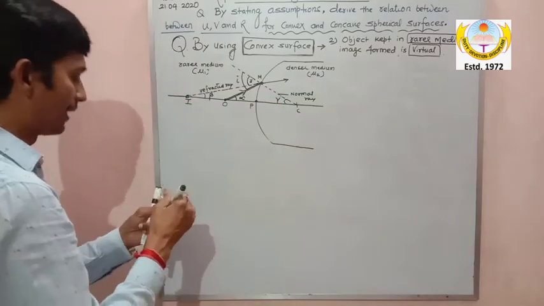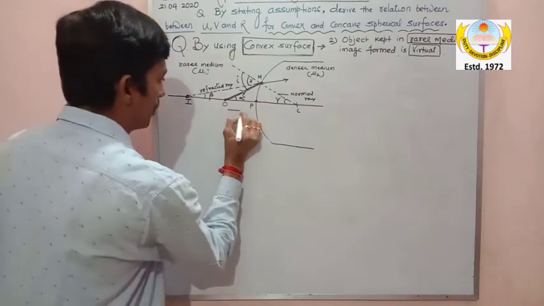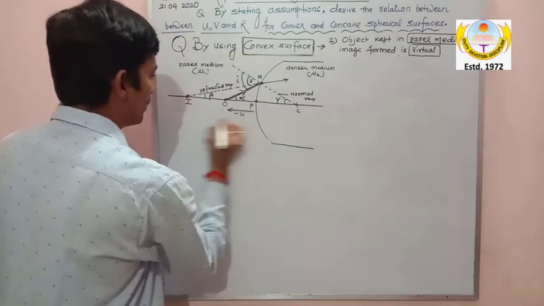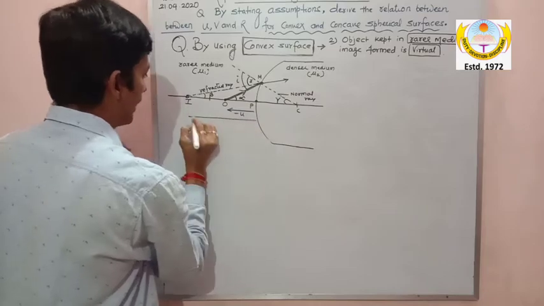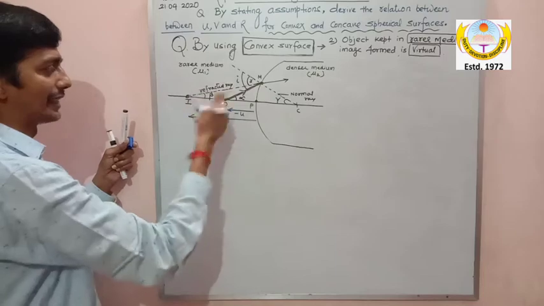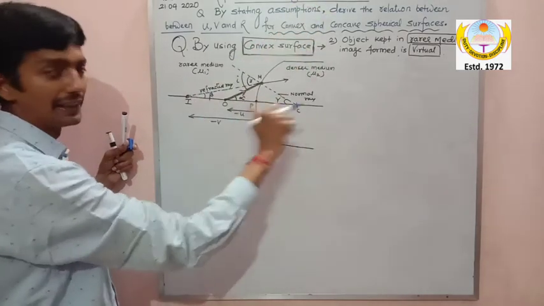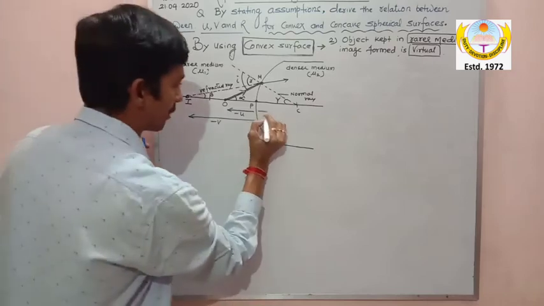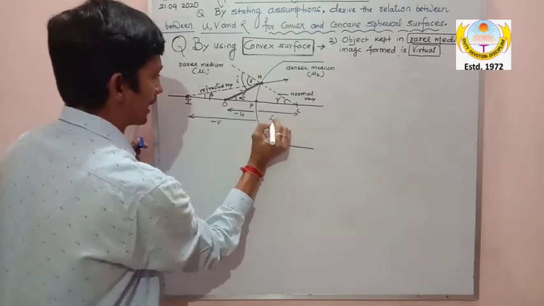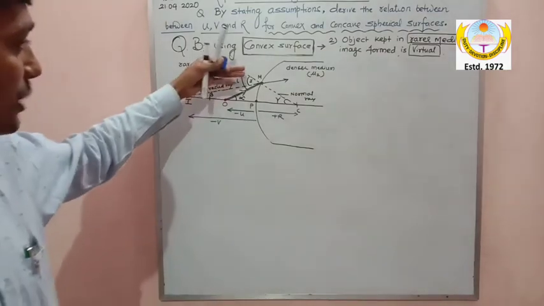Apart from this, the other thing to mark is that the distance from P to O is minus U, and from P to I is minus V, because they are distances measured against the direction of the ray of light. The direction of the incident ray is this way, and they are measured against it. And the distance from P to C is plus R. So I hope the diagram is clear for this question.